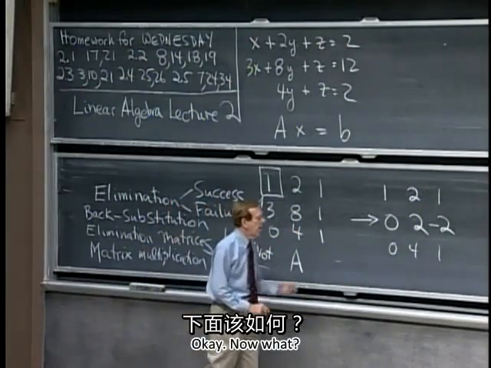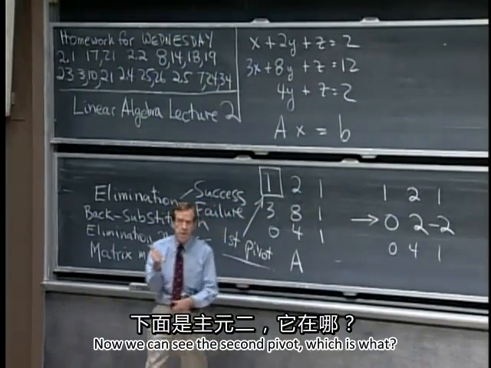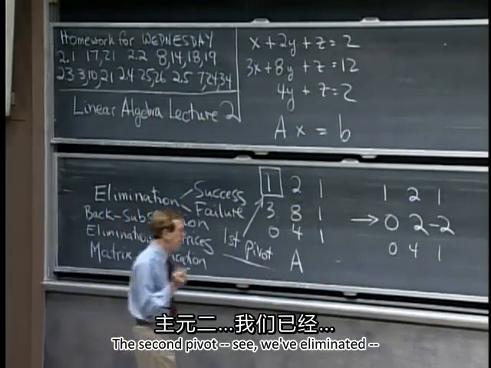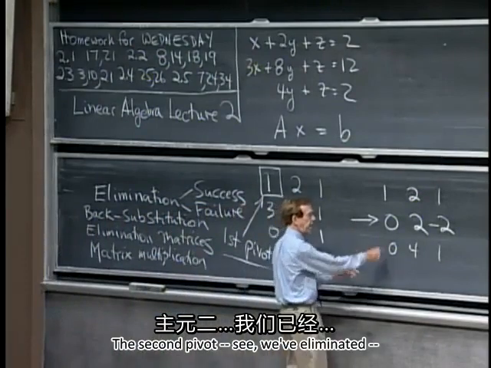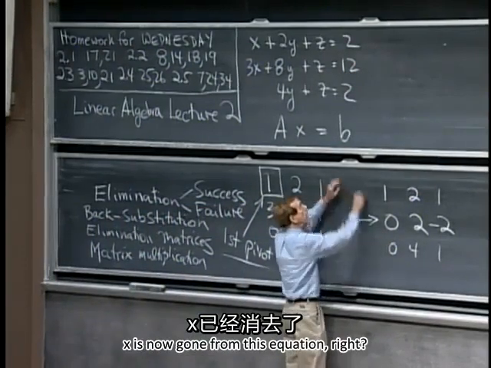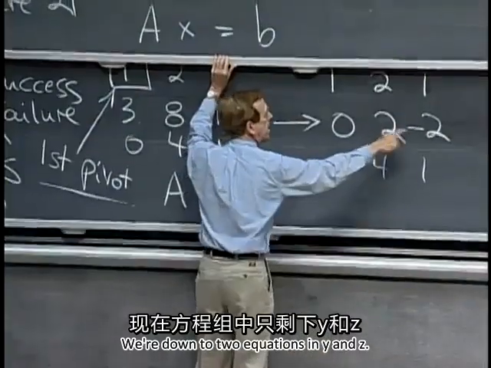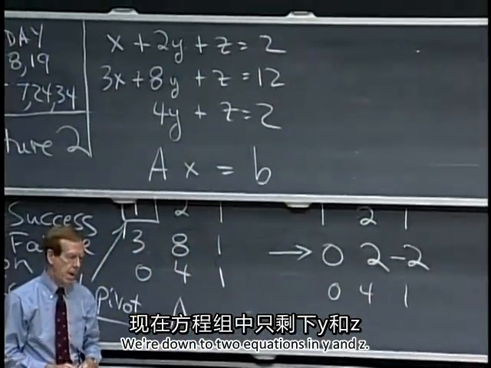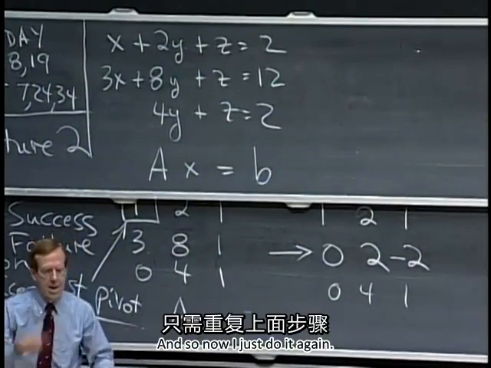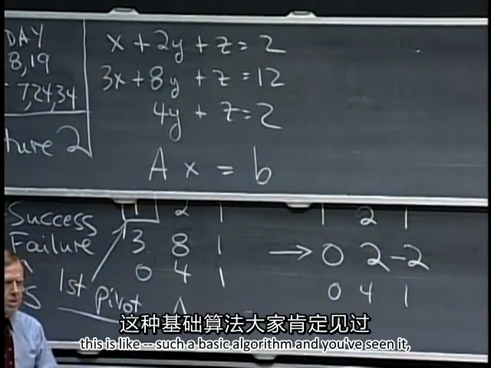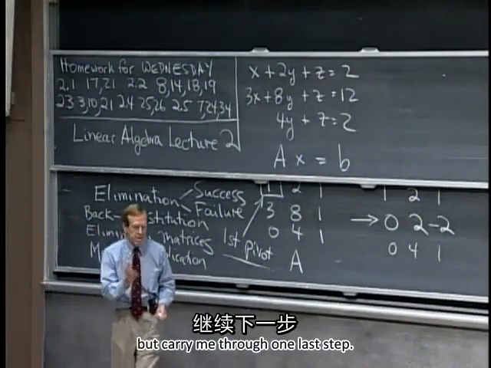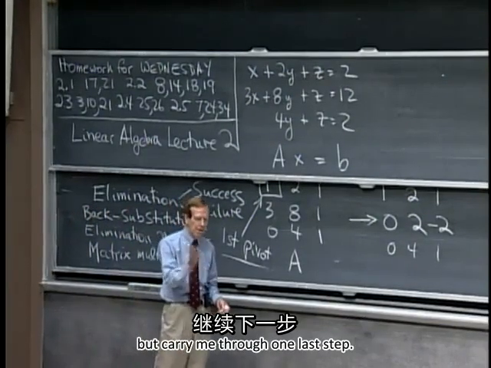Okay, now what? Now we can see the second pivot, which is what? The second pivot, see, we've eliminated, x is now gone from this equation, right? We're down to 2 equations in y and z. And so now I just do it again. Everything's recursive at this. This is such a basic algorithm, and you've seen it. But carry me through one last step.